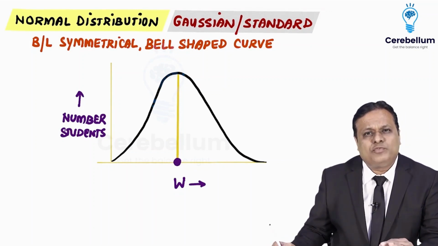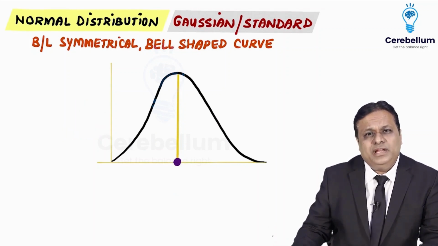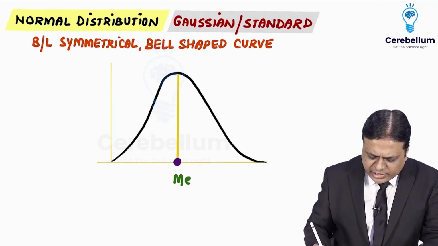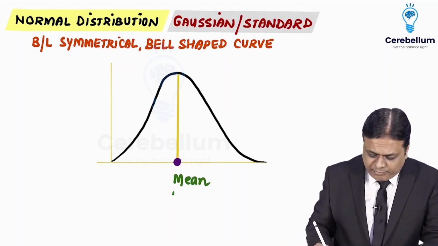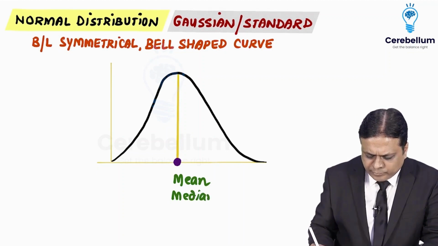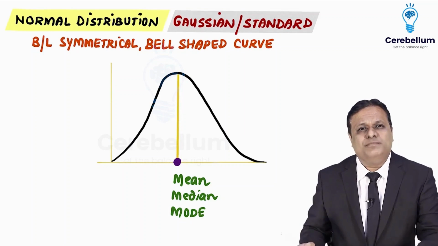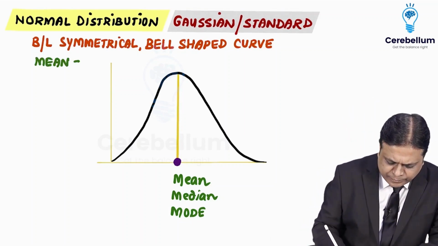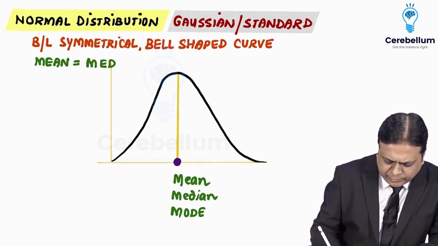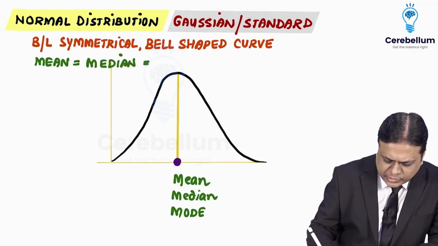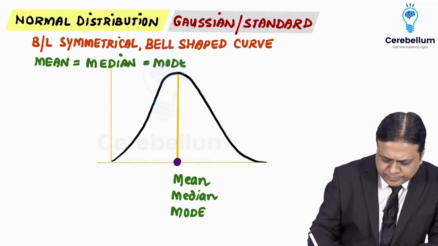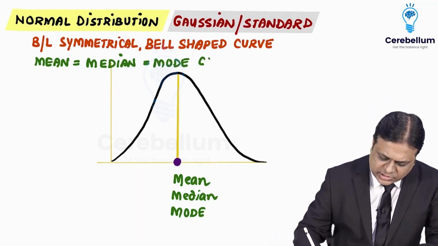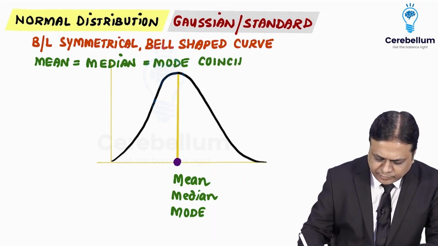Second important property of normal distribution. Second question from normal distribution. Is it mean, median or mode? Answer is it is mean also, median also, mode also. So in a normal distribution, please remember second property, mean is equal to median is equal to mode. And this property is known as coincidence.